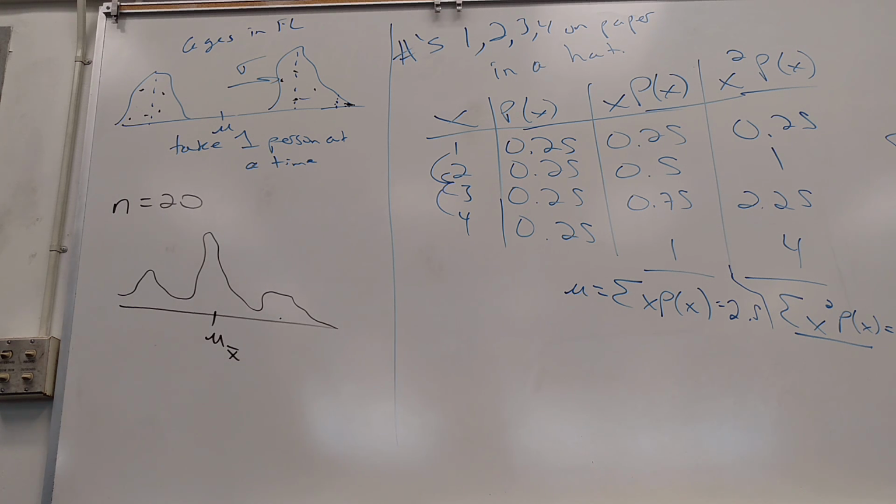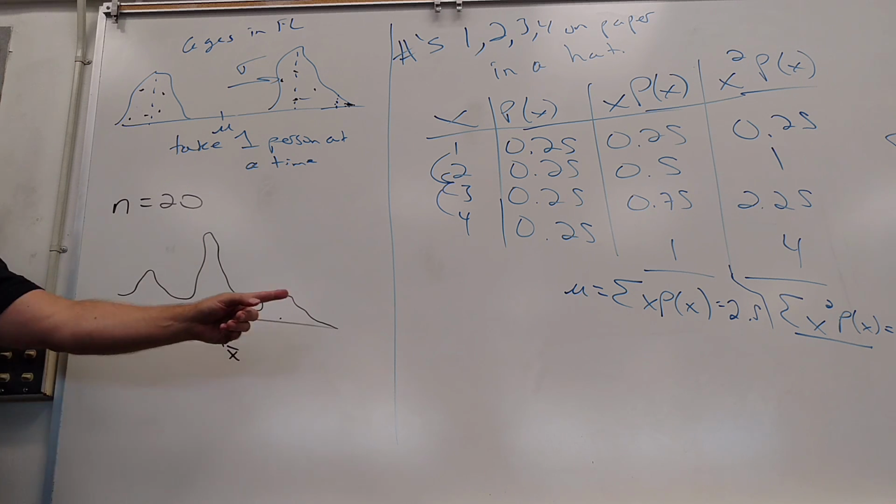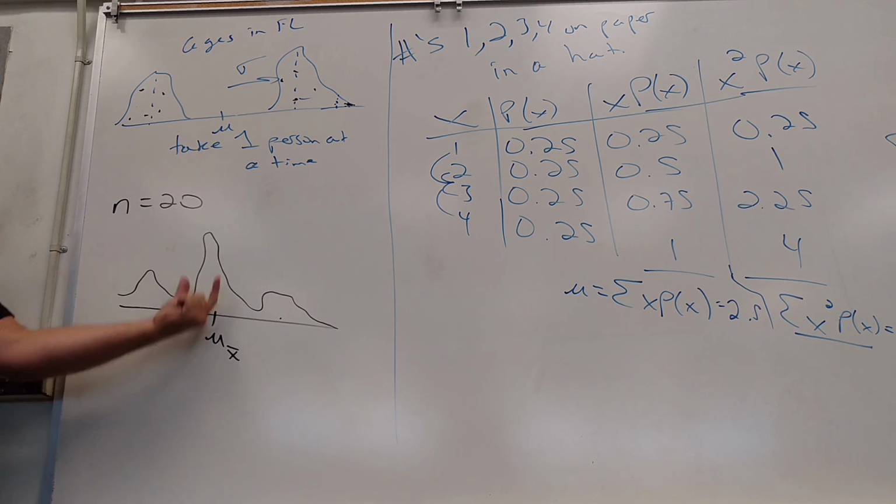If I took every possible pair of people, are you guys with me? If I left out nobody. Now obviously if I left out some people, all bets are off, right? But I'm talking about everybody. So this picture is every possible group of size 20 represented. Most of them will be right here.